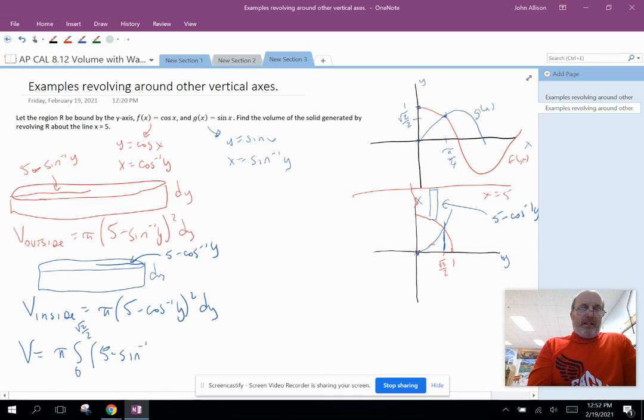Yeah, you're good. Okay, sine inverse y squared dy minus pi times the integral from 0 to square root of 2 over 2 times 5 minus cosine inverse y squared dy.